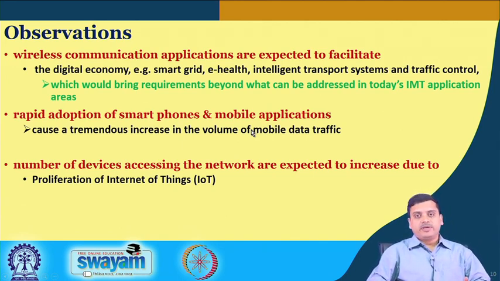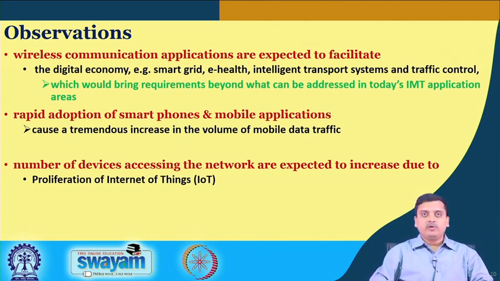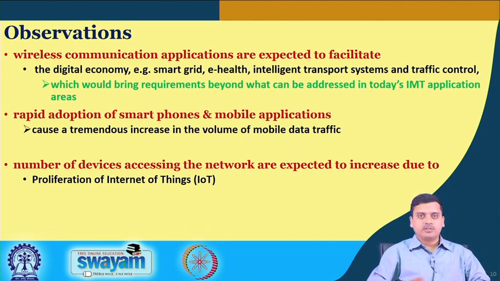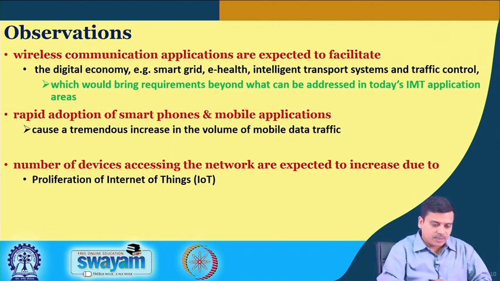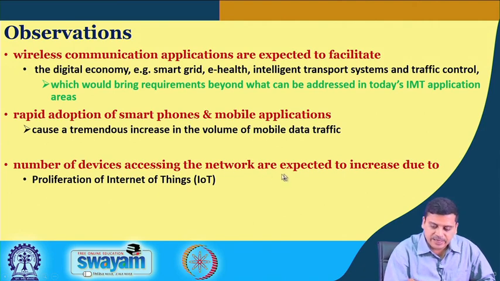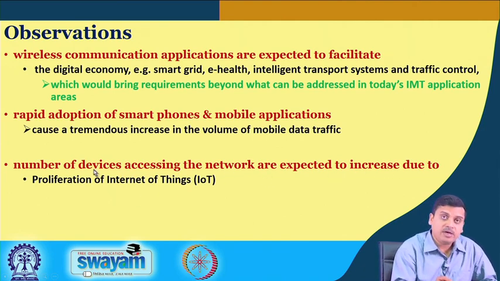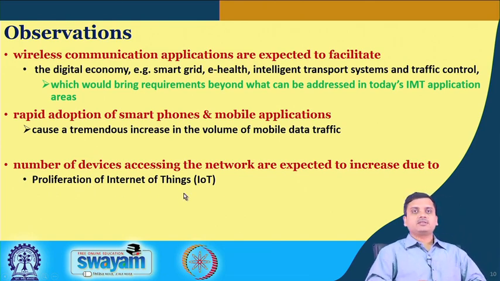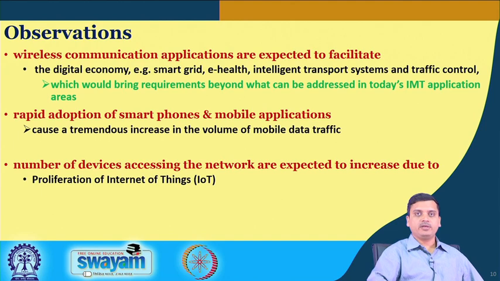It is very well known, with the huge number of mobile phones that are getting sold every day, and things are becoming cheaper and cheaper, and advanced features are coming even in low cost devices. The number of devices accessing the network is expected to increase, amongst many other things, due to the proliferation of Internet of Things. We will see certain numbers which are really mind boggling when we see the number of connections and devices that IoT is going to bring in.